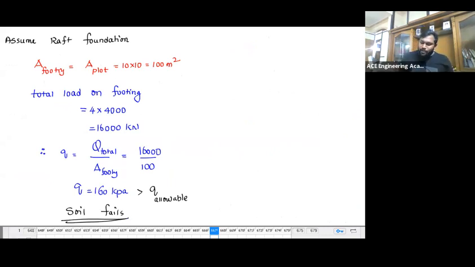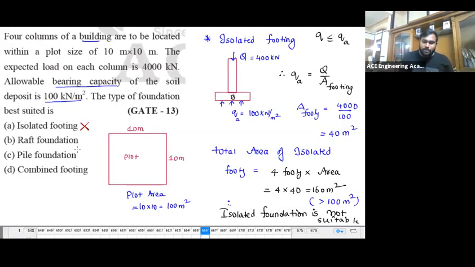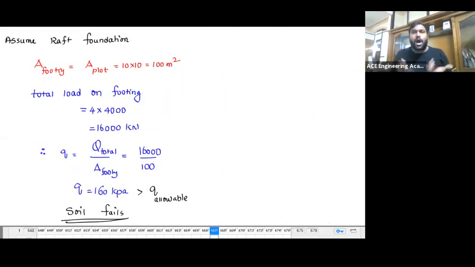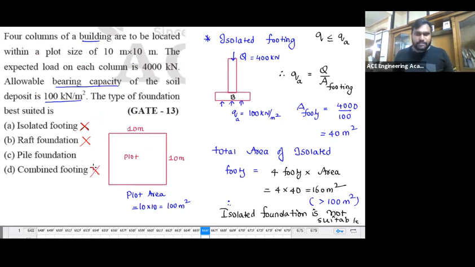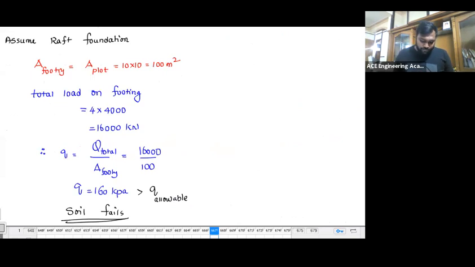You tell me, isolated footing is not suitable. Raft foundation is also not suitable. If raft is not suitable, how come combined footing is going to be suitable? The combined footing is also not going to be suitable. Now what is the answer? The answer is pile foundation. Pile foundation is suitable for this building.